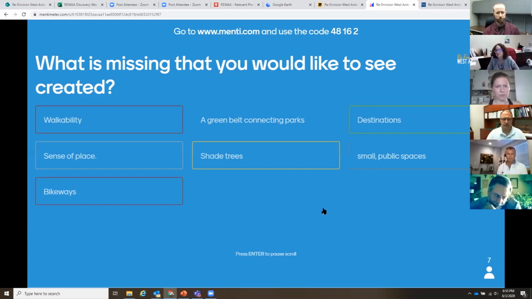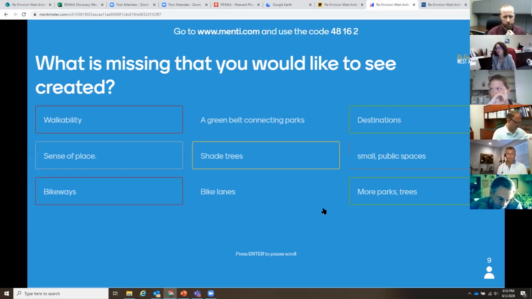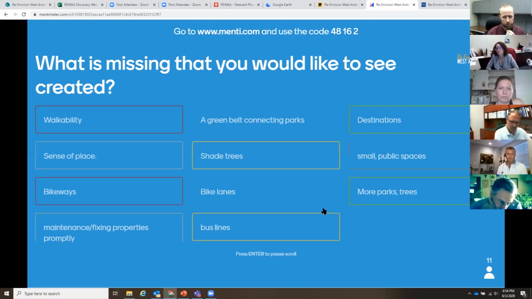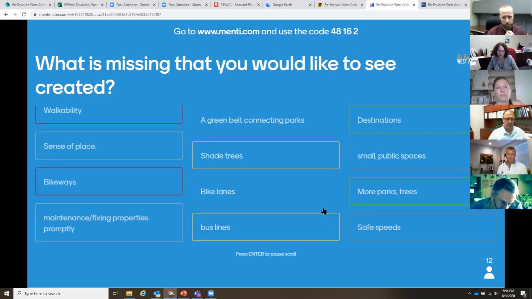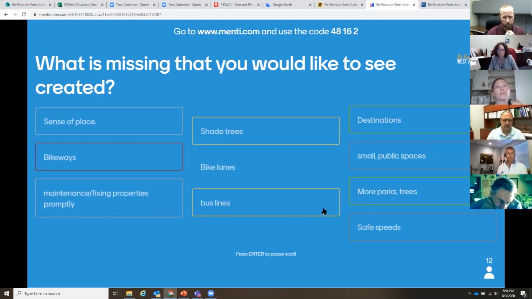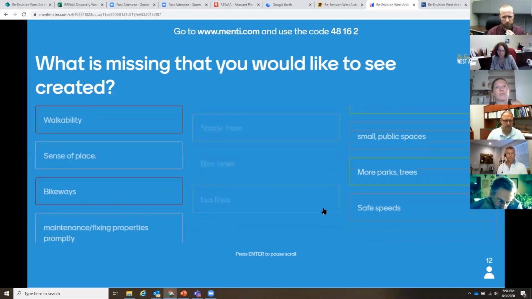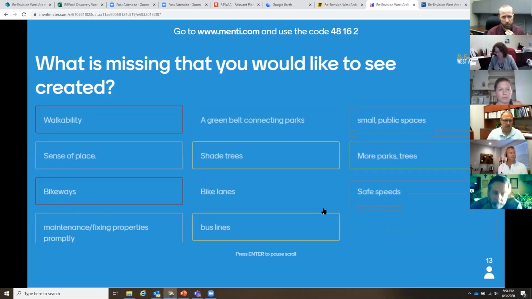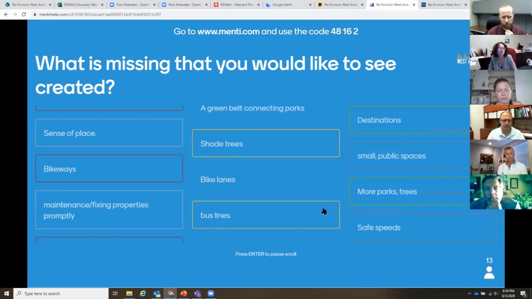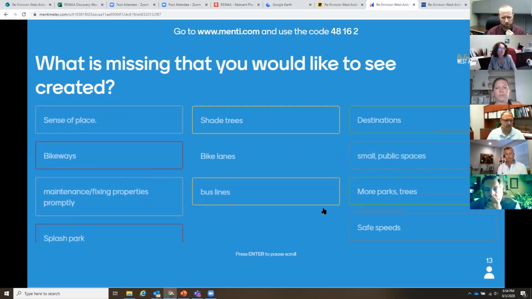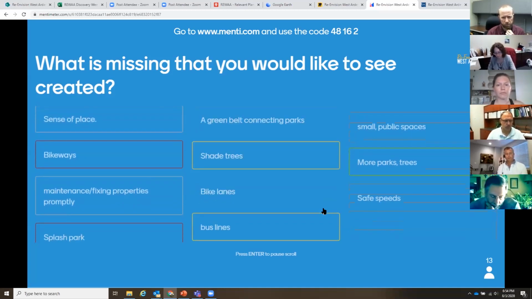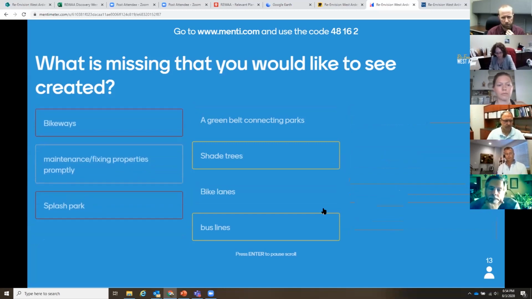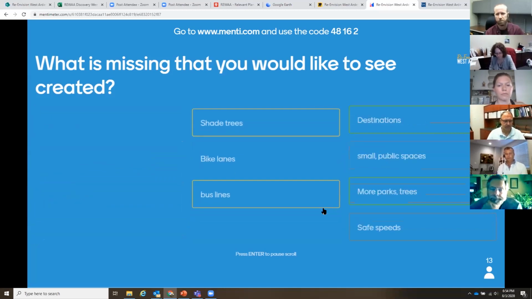Destinations, small public spaces, love that idea. Shade trees and overall sense of place would be fantastic. Bike lanes and more parks and trees, bus lines. We talked about transit in our group as well, and the service around that from this area to downtown. Safe speeds, maintenance and fixing things quickly. A splash park, always great for families. Well aligned with the family values.